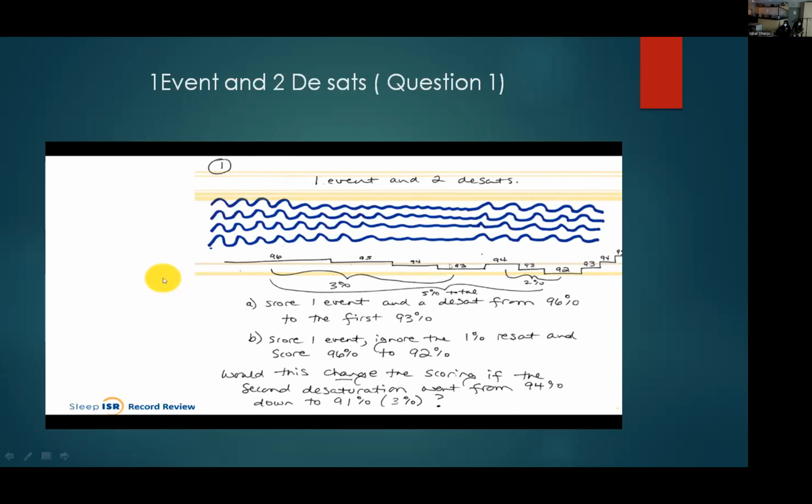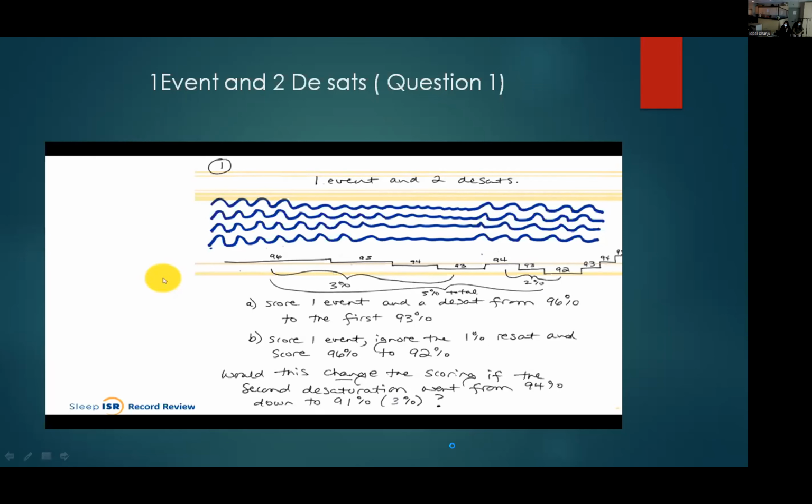See, 93 and then it goes to 94. We just ignore this resaturation and score 96 to 92. Would this change the scoring if the second desaturation went from 94 to 91? That means there is a 3% desaturation, right?